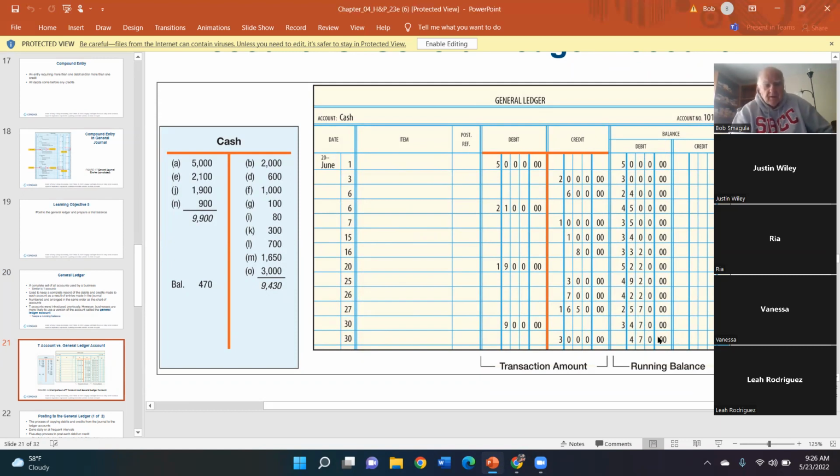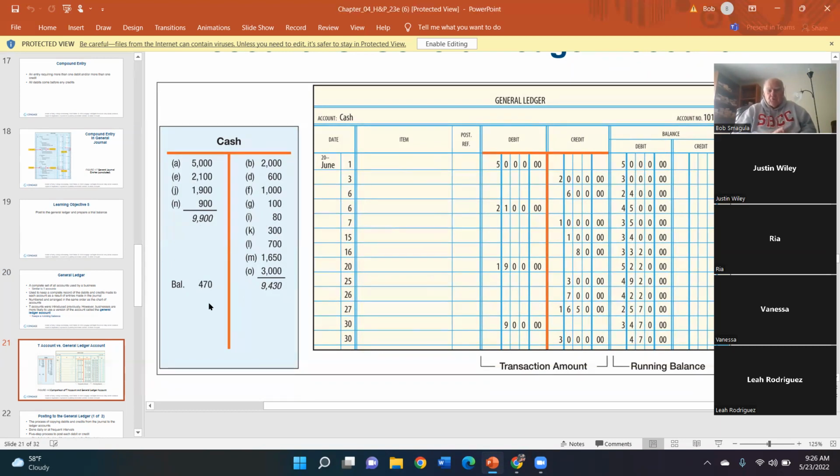Okay, I think we understand how to get the balance in the T accounts. I didn't really go over that too much. You add the debits, you add the credits, and the high man wins. Debit, in this case, debits are higher. That becomes the entry, the balance rather.